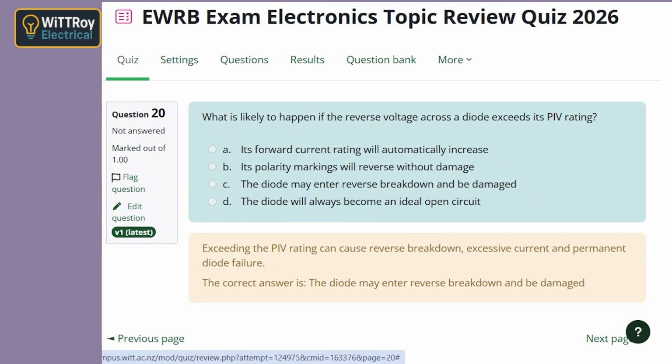Question 20. What is likely to happen if the reverse voltage across a diode exceeds its PIV rating? I selected the diode may enter reverse breakdown and be damaged. That answer is right. Exceeding the PIV rating can cause reverse breakdown, excessive current, and permanent diode failure. All right, I don't need to spend much revision time on that one.